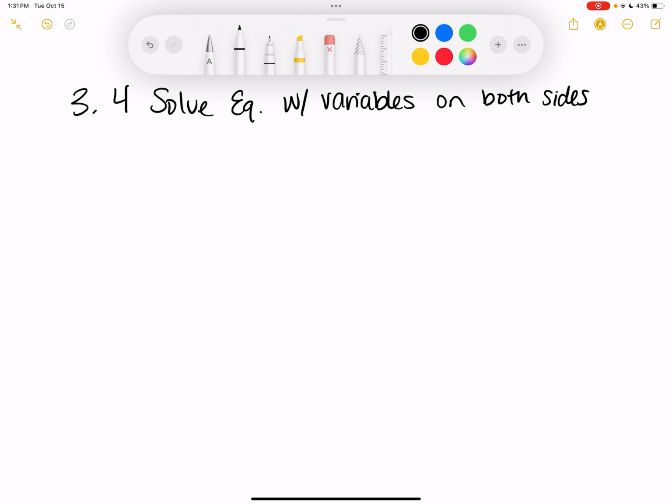When we do this, the big thing that we need to do is we need to get variables on one side and constants, meaning just the numbers, on the other side.